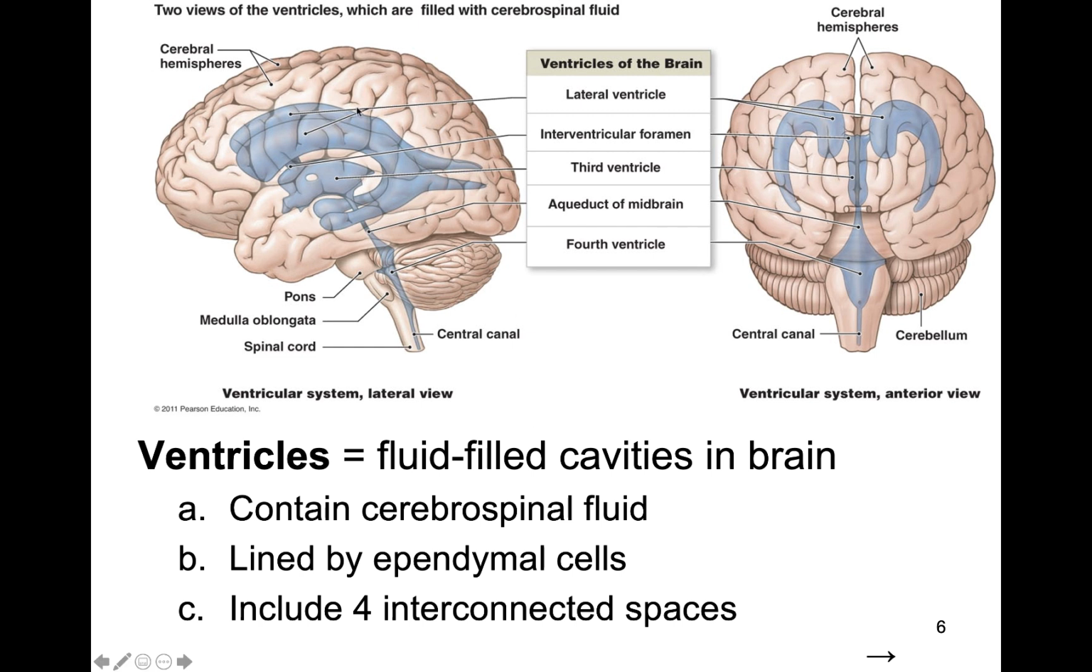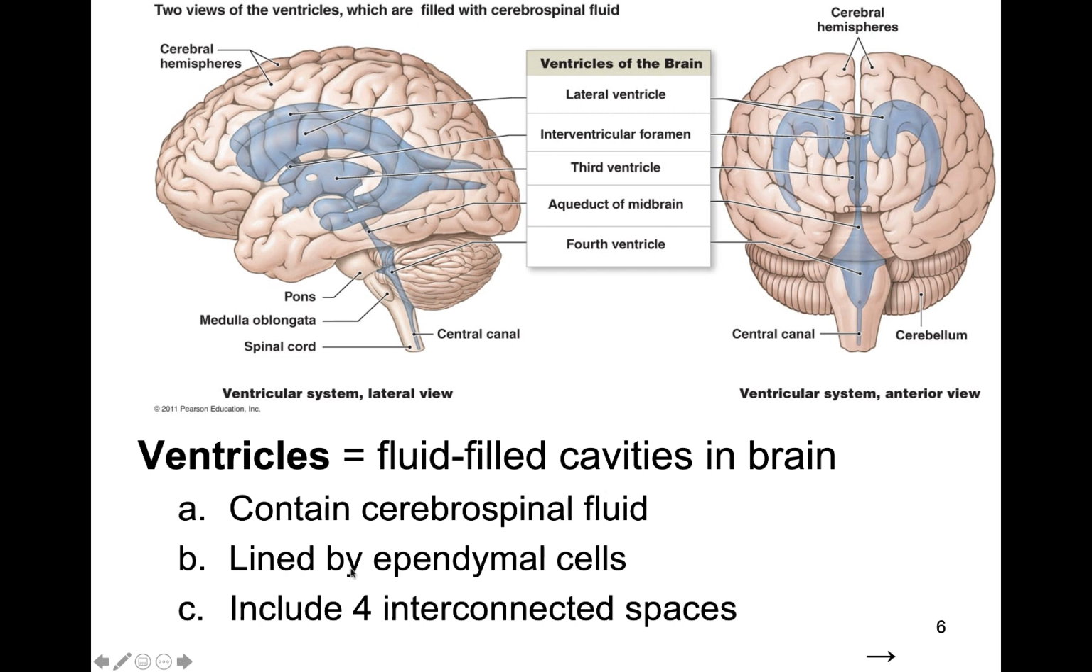So looking at it again, you can see the two lateral ventricles. In between is the septum pellucidum. So septum pellucidum, that's going to be connecting these two. And then there's the third ventricle, aqueduct of midbrain, and then the fourth ventricle. So these are interconnected spaces that are filled with cerebrospinal fluid.